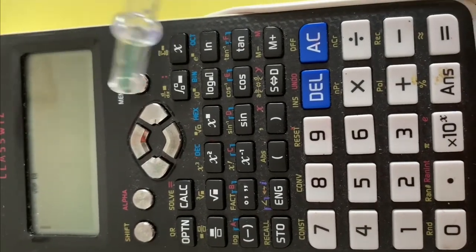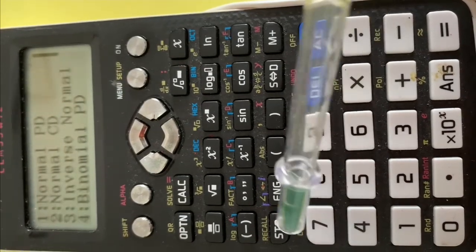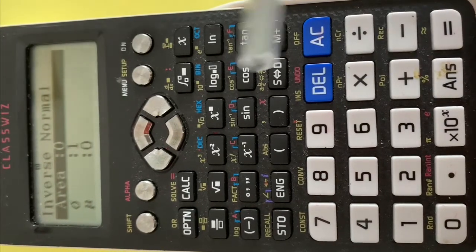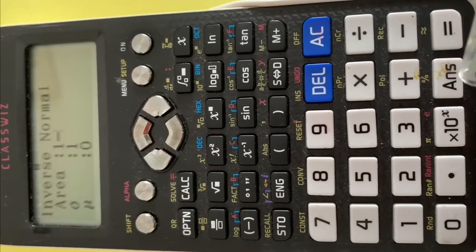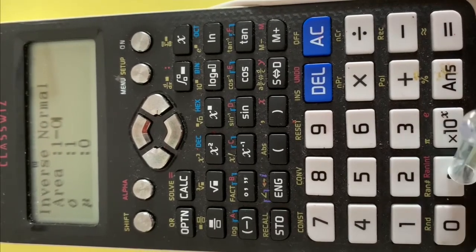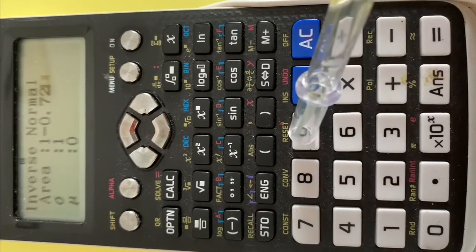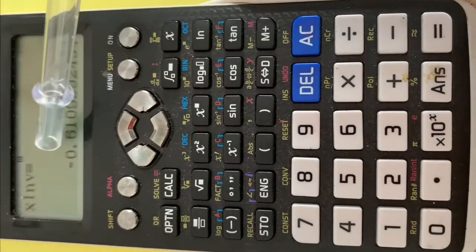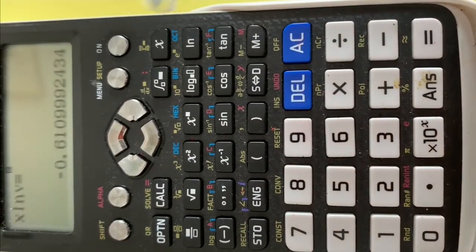Okay, so when you key in 1 minus, again now we start, we go to inverse CD, so we have to key in 1 minus 0.7204, and then we press the calculator, 0.6109 something, right?